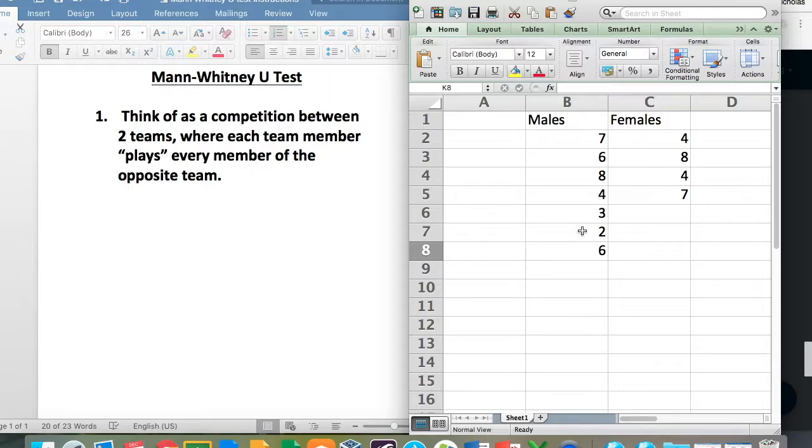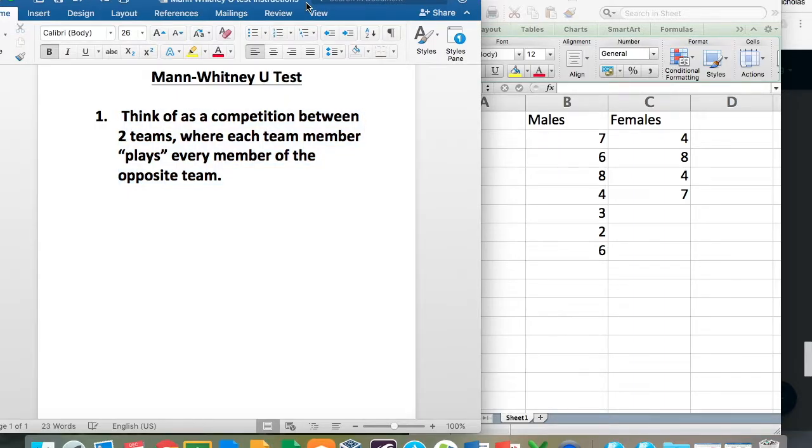So what you need to do is, on this, the competition is just to be the highest number. Each number is going to play. So 7 will say, am I higher than 4? This 7 here, am I higher than 4? This 7 will say, am I higher than 8? Am I higher than 4? Am I higher than 7? So obviously you can win, you can lose, or you can draw.